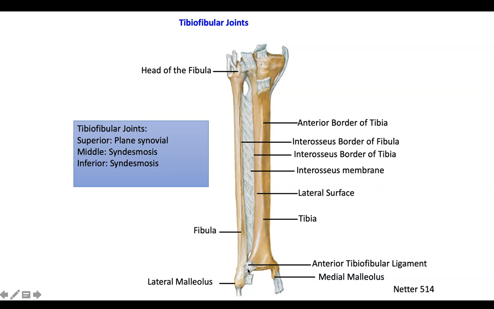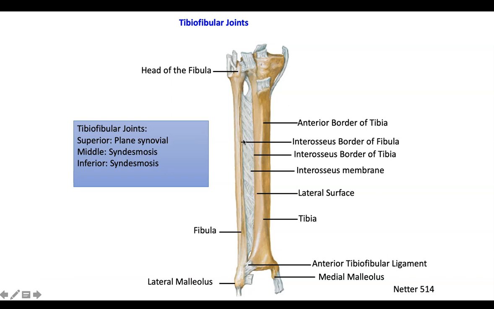There are ligaments which connect the distal end of the tibia and the fibula. And the sharp interosseous borders of the tibia and fibula are connected by the interosseous membrane. Like the interosseous membrane in the forearm between the radius and ulna, this interosseous membrane, which lies between the tibia and fibula, is a strong membrane.